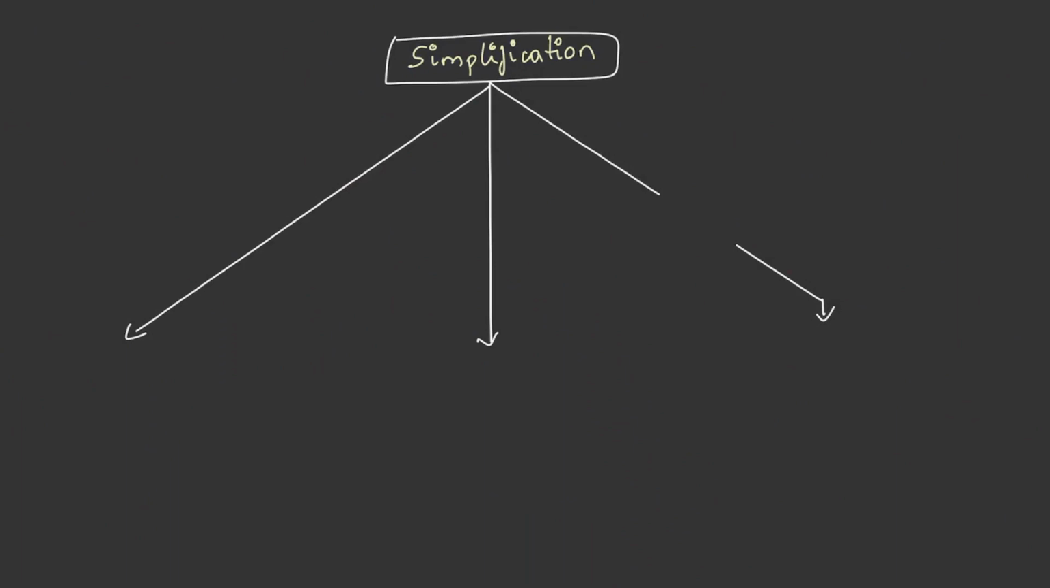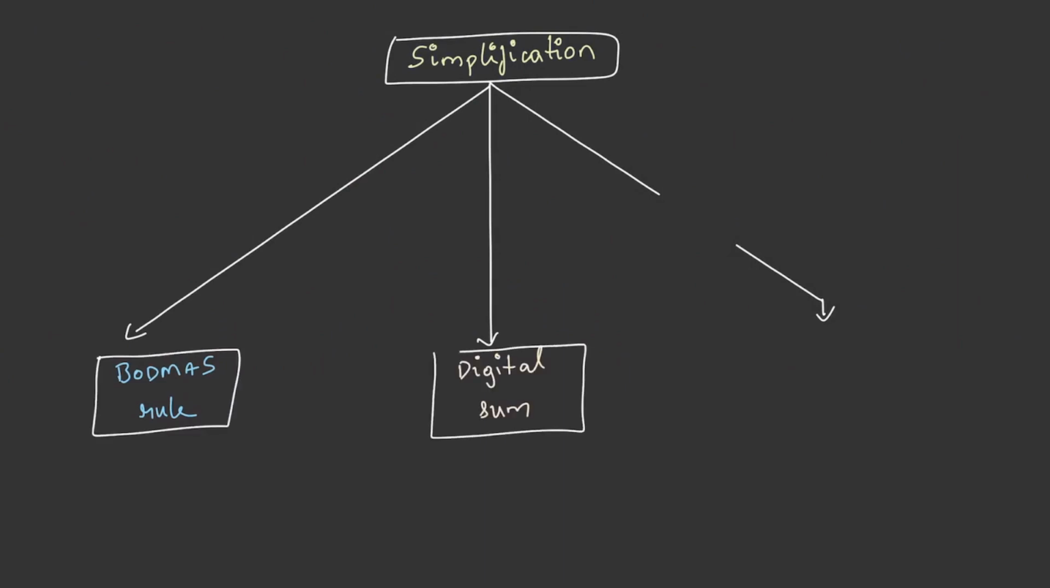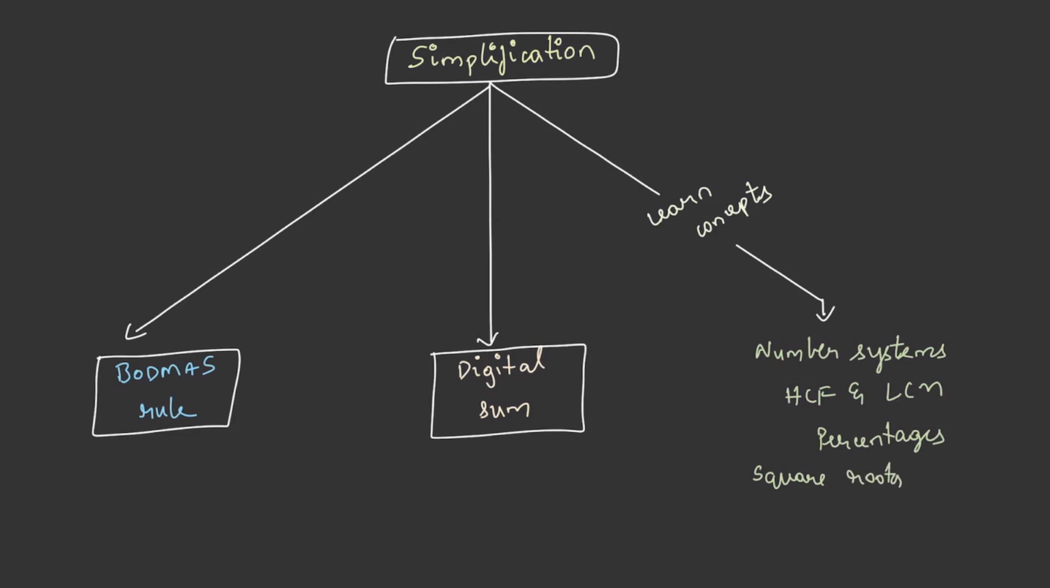Let us understand the concept of simplification and also the type 1 questions. There are quite a few things to know before we start solving the simplification questions. The first one is the BODMAS rule, and the next thing is knowing about the digital sum concept. And make sure you're thorough with other concepts in aptitude like number systems, HCF and LCM, percentages, square roots and cube roots, decimals, surds and indices. Strong command over basics of these concepts will help in solving the questions in simplification.